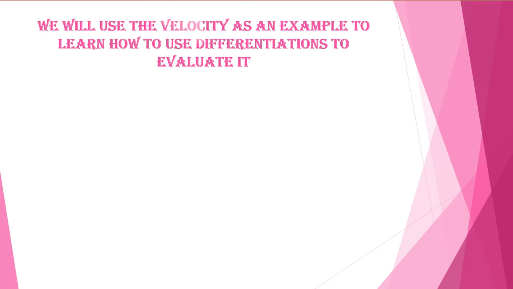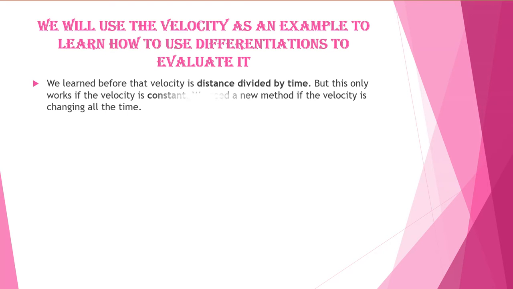So today we're gonna use the velocity as an example to learn how to use differentiation to evaluate it. We learned before that velocity is distance divided by the time, but this only works if the velocity is constant, meaning it doesn't change. But we need a new way to solve the velocity if it moves, changing all the time.